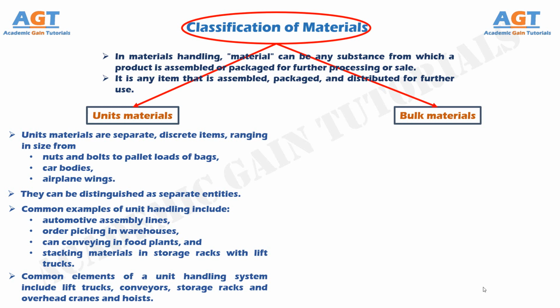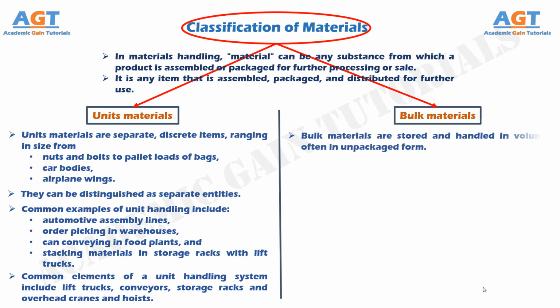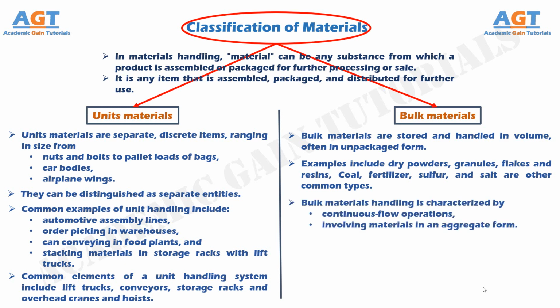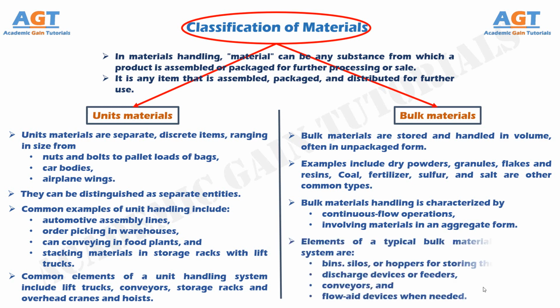The bulk materials, on the other hand, are stored and handled in volume, often in unpackaged form. Examples include dry powders, granules, flakes and resins. Coal, fertilizer, sulfur, and salt are other common types. Bulk materials handling is characterized by continuous flow operations, involving materials in an aggregate form. In many cases, the bulk materials assume flow characteristics similar to those of fluids.